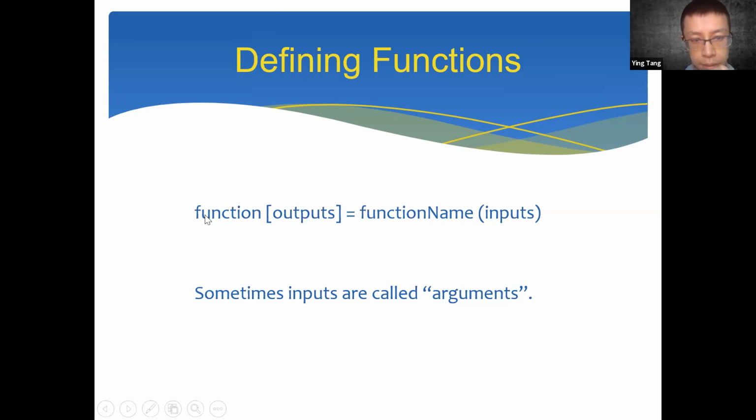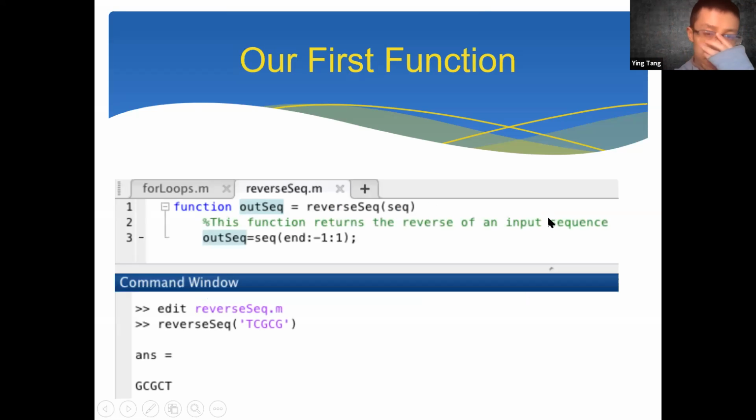So its schematic is we should type function, and if the output is some outputs, some data, we use the middle bracket equal to the function name. We give a name and the input argument in small brackets. So that is the schematic. Let's say an example. This example, reverse-seq, is to return a sequence with inverse order.